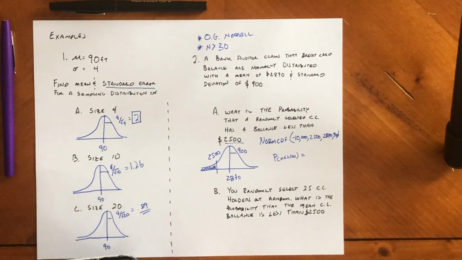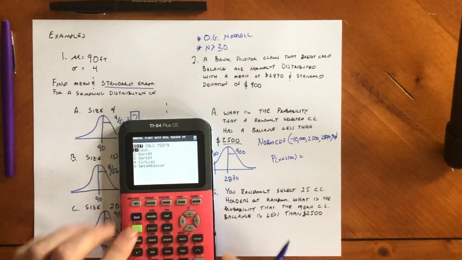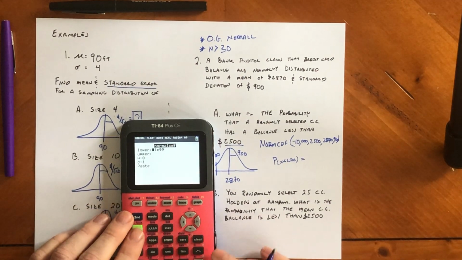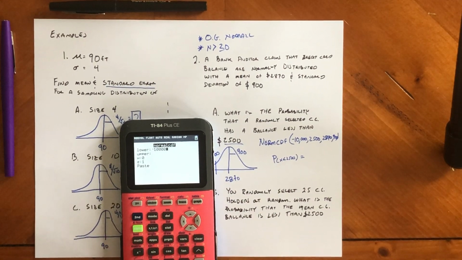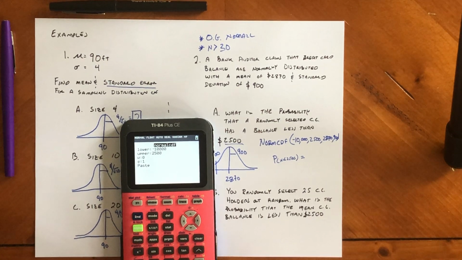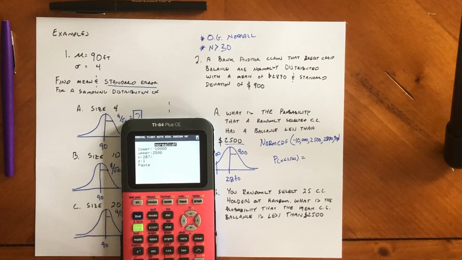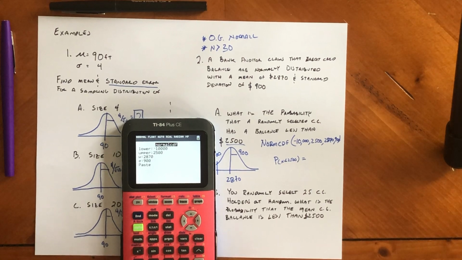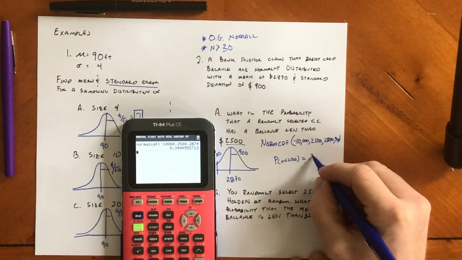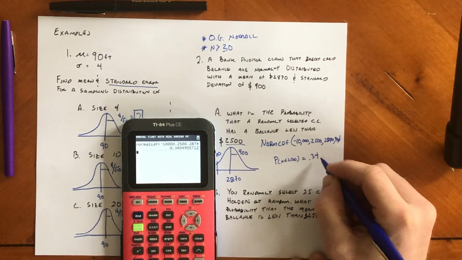Okay, so if I type that in real quick, second distribution, negative 10,000, or you can have whatever, something negative and big. 2,500. Normally it's 0, but we're going to change this to 2,870, and we're going to change this to 900. Normally it's 0 and 1 for z-scores, but we're going to bypass the z-score step here, so I get 0.34. So 34% of the time that should happen, 0.3405.